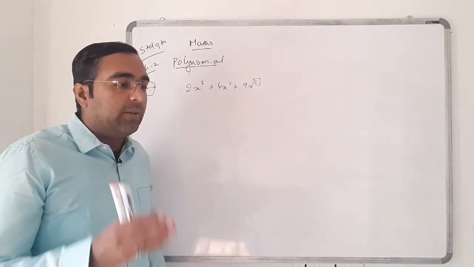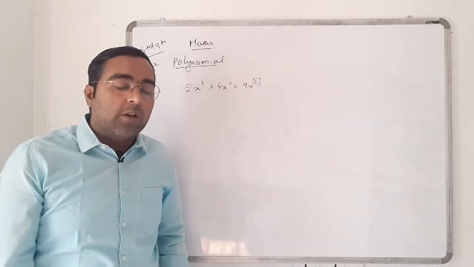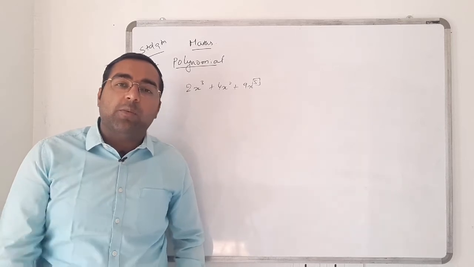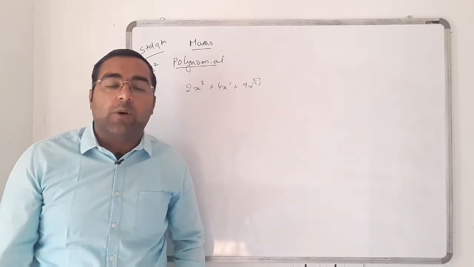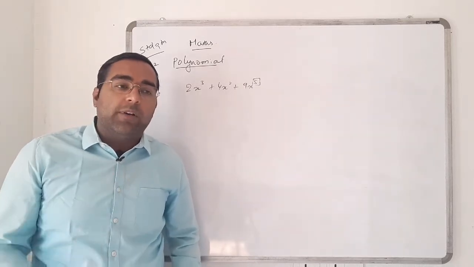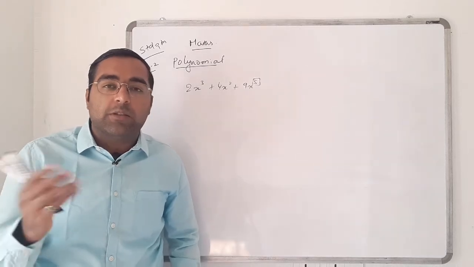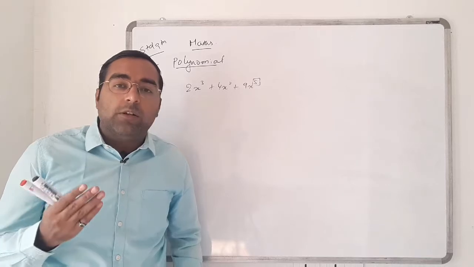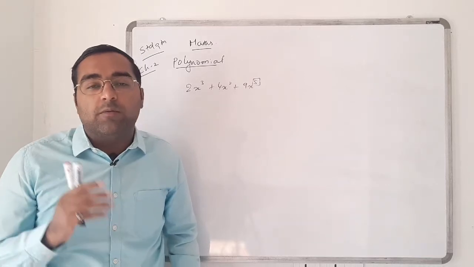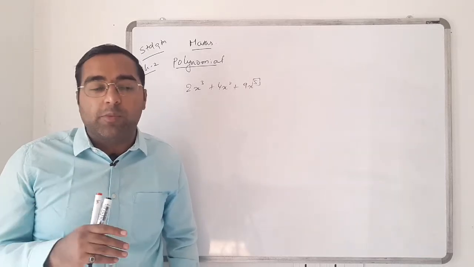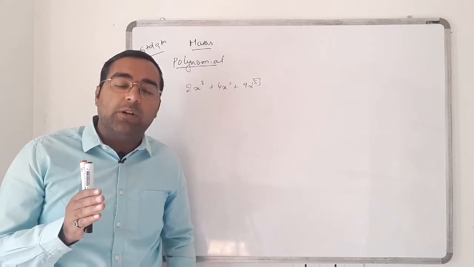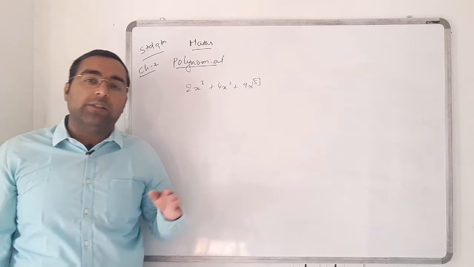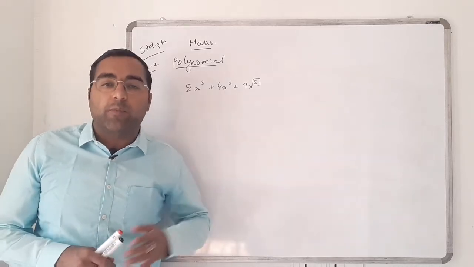Now, depending on the degree of the polynomial, we divide polynomials into types. If the degree of the polynomial is 1, it is a linear polynomial. If the degree is 2, it is a quadratic polynomial. If the degree is 3, it is a cubic polynomial. If the degree is 4, we say it is a biquadratic polynomial, but that type of polynomial is not defined in your textbook.